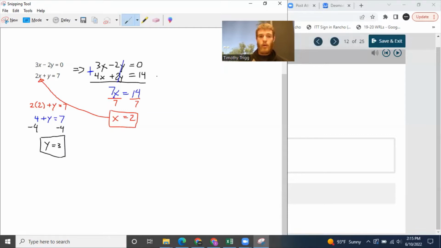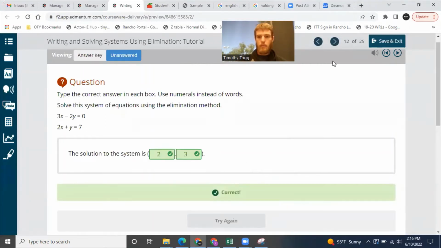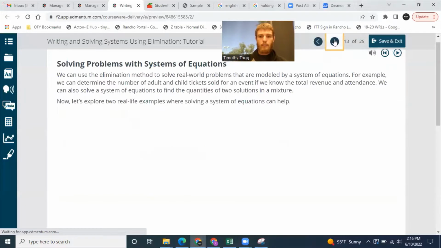So what is the solution for the system? It's 2 for the x value and 3 for the y value. If you were to graph these two lines, you would see they would cross at 2, 3. They would cross at that particular coordinate point. Okay, so here, 2, 3. There we go. Let's go ahead and move along.